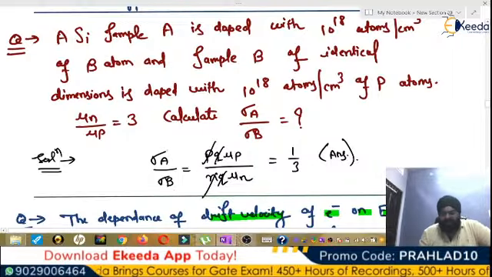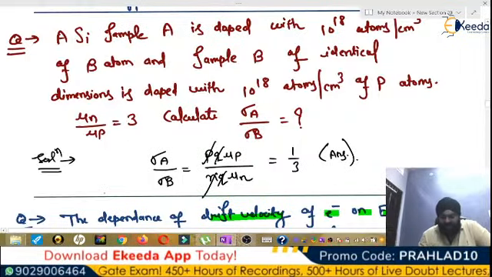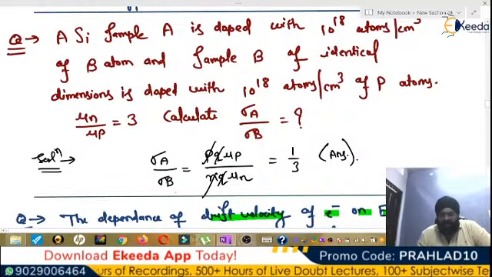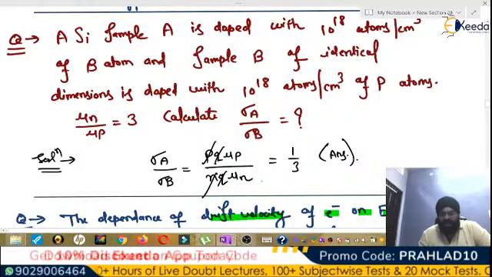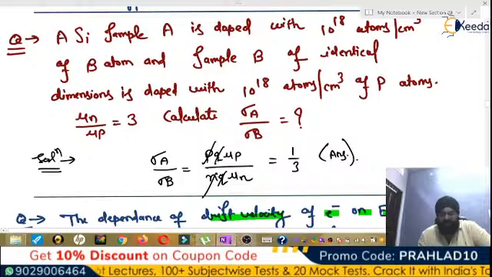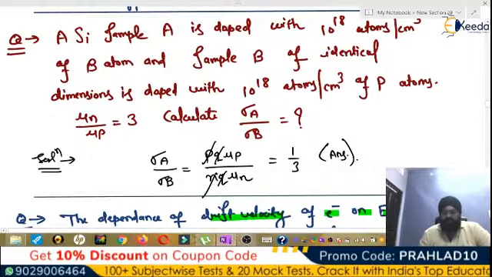Okay, so σA over σB. A is a p-type semiconductor, so it is p q μp, and B is an n-type semiconductor, so n q μn. But p and n are both equal, so p and n will cancel, q and q will cancel, so μp over μn, and μp over μn is 1 by 3.